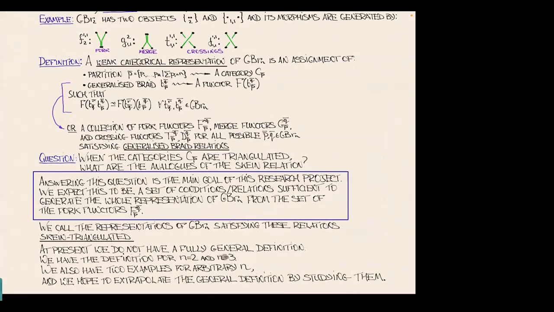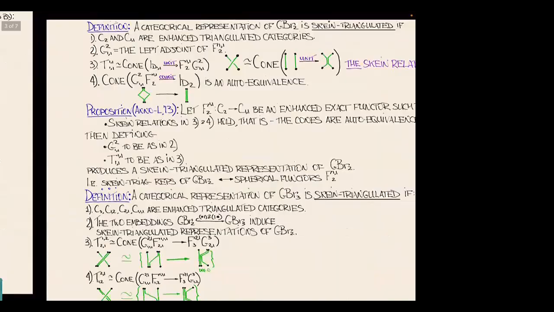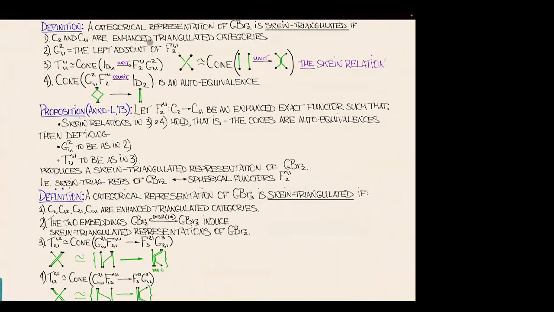Let me show you what skein-triangulated representations look like in two cases where we do fully understand this. Certainly what is a skein-triangulation of GBR2 will look very familiar. So a categorical representation of GBR2 is skein-triangulated if, remember there are only two endpoint configurations, two separate strands and one multiple strand, such a representation consists of two categories. We ask them to be enhanced triangulated categories.